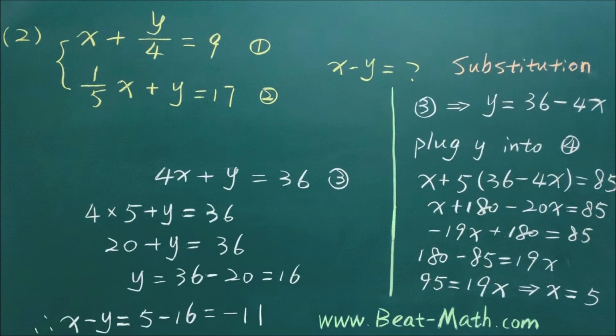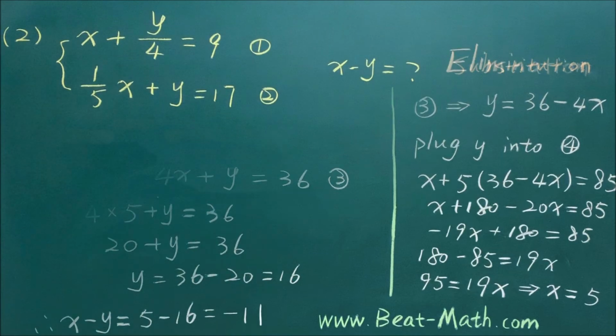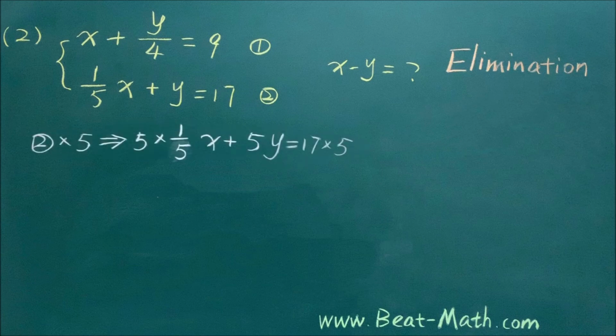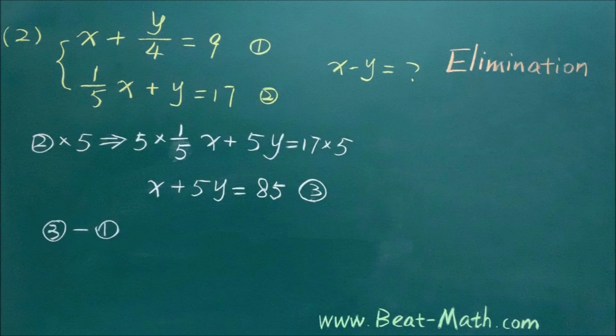Some students may ask, can you solve it by elimination? Of course. Let's try it now. We need the same or opposite coefficients of x or y in two equations. We choose x for example. For equation 2, multiply both sides by 5. We get 5 times 1/5 x plus 5y equals 17 times 5. x plus 5y equals 85. That is equation 3. Then subtract equation 1 from equation 3.